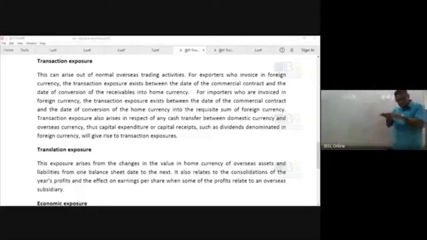Direct code is directly proportionate. Indirect code always indirectly proportionate.